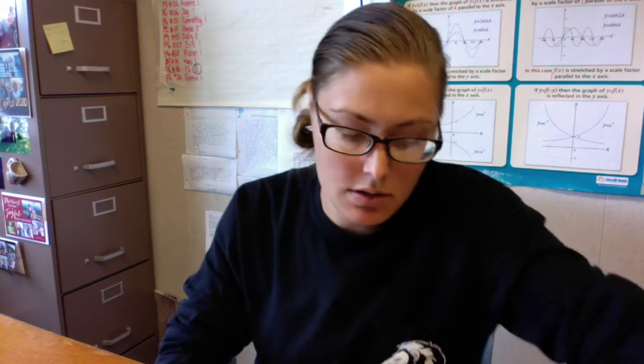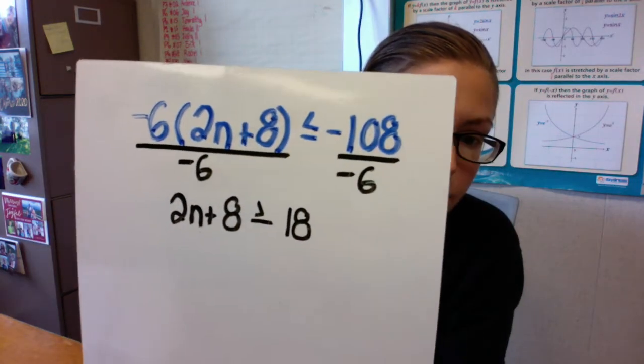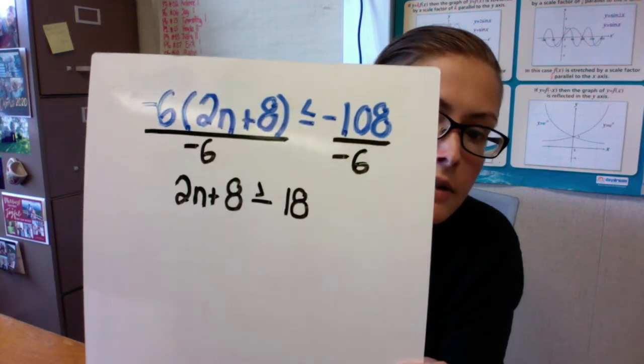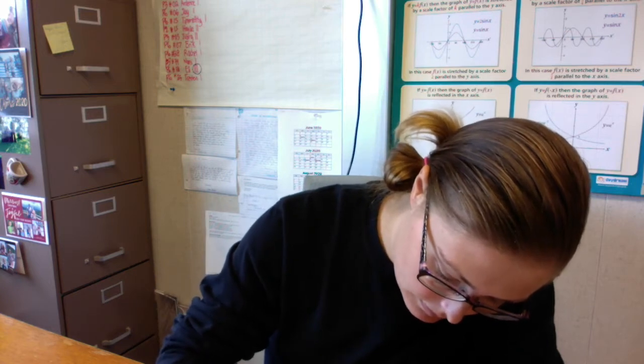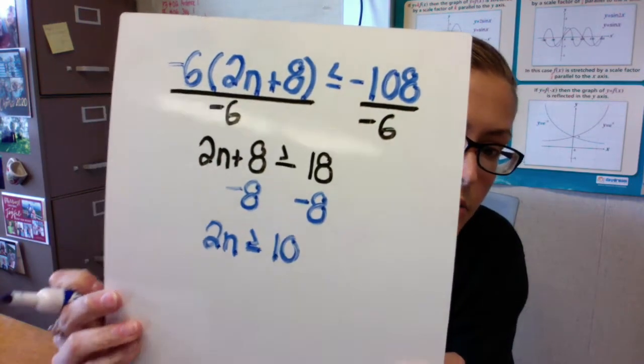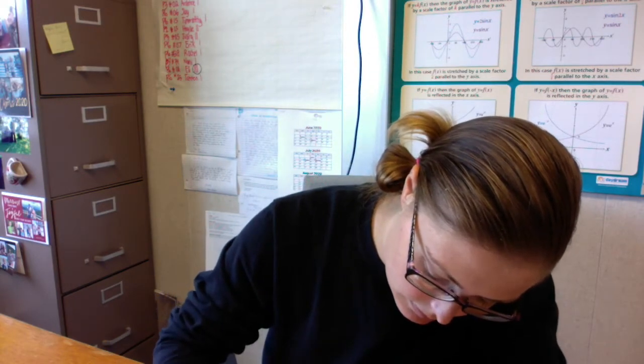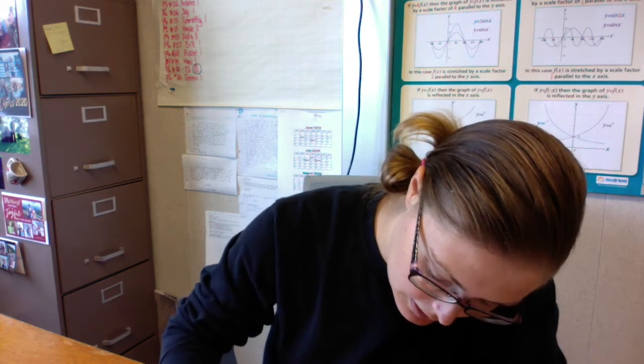And then 108 divided by 6 is 18. From here, we're going to subtract 8 from both sides. And we get 2n is greater than or equal to 10. Divide each side by 2. And we get n is greater than or equal to 5.